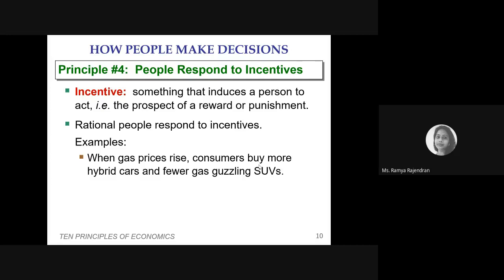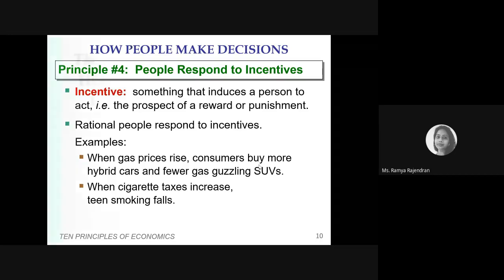And in that case, if the gas price is increasing, we will not be going for cars which consume more gas, right? We'll be going for good cars which can give good mileage. A very good example is when cigarette prices or taxes increase, the number of teenagers smoking cigarettes will decrease because they can't afford it. The chance of having money among teenagers is less when compared to adults.